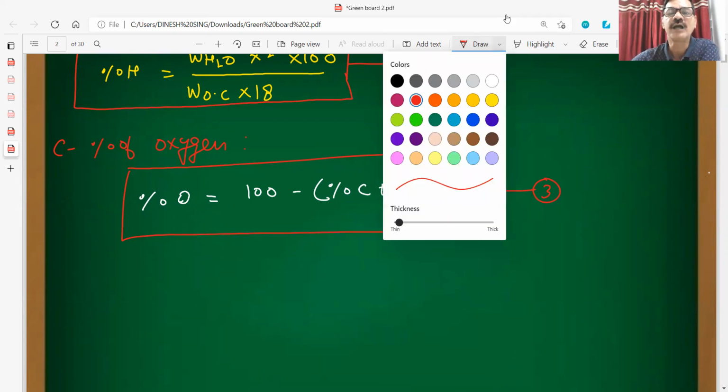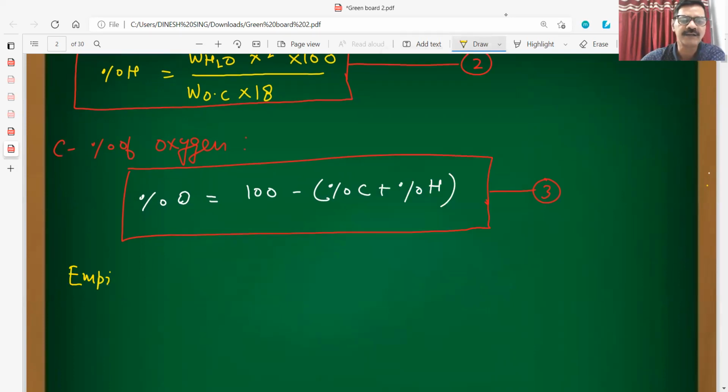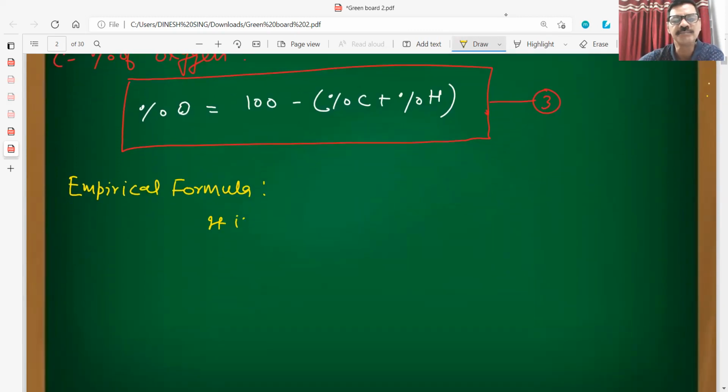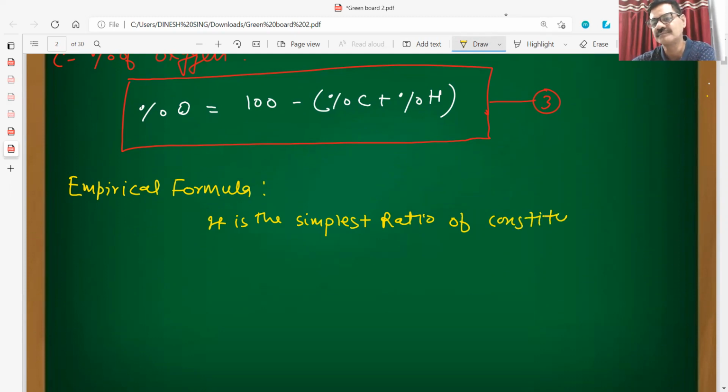So first thing is how we can define the empirical formula. Empirical formula is what? It can be defined as the simplest ratio of constituent atoms of different elements.